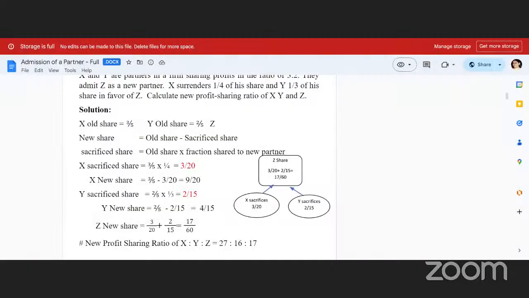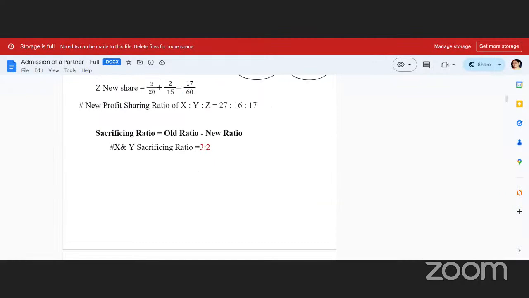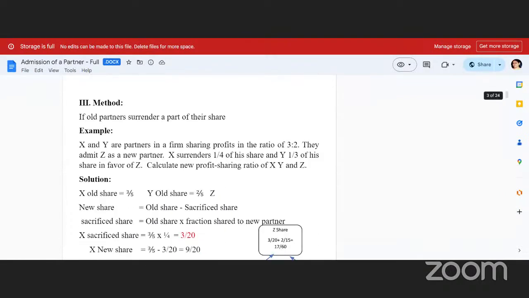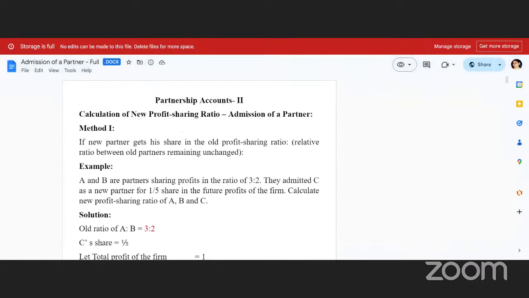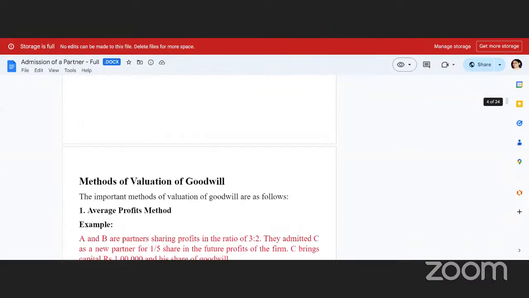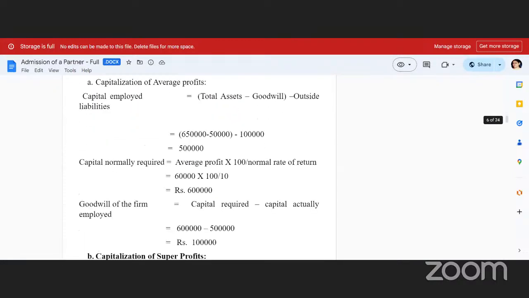the same thing we'll discuss with the help of an example that I'll share with you. This document is visible to you all. Is this partnership accounts calculation of new profit sharing ratio visible? Please respond, ma'am. Yes, ma'am. Yes, madam.